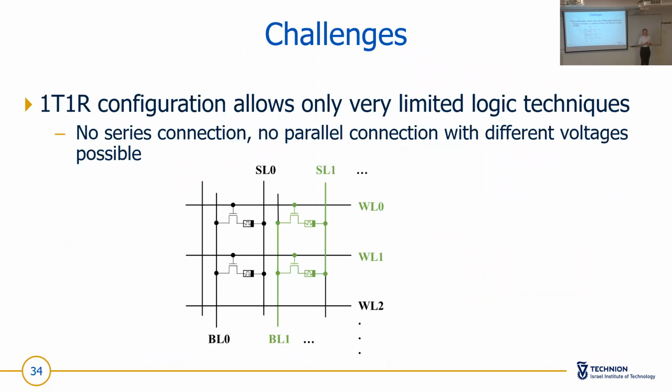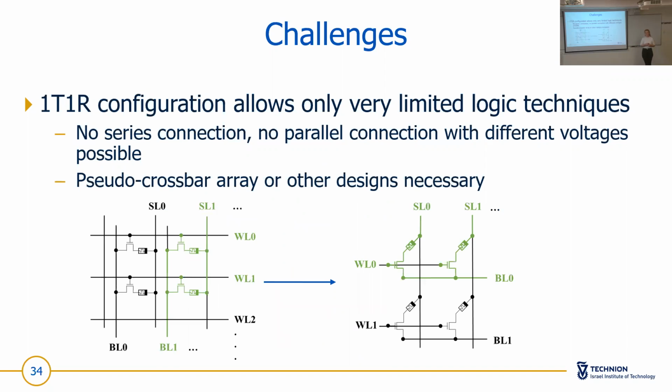Now about the challenges of this work. So I have the 1T1R configuration, but this allows only very limited logic techniques, because you can't connect two cells in series, and the parallel connection is only working like this, that you need to select the same indices for select line and bit line, and then open two word lines, so that you have then this connection. But the problem with this is that you can't apply different voltages at both cells. You can only apply one voltage at the select line and one voltage at the bit line, so the voltage difference at both cells is always the same.